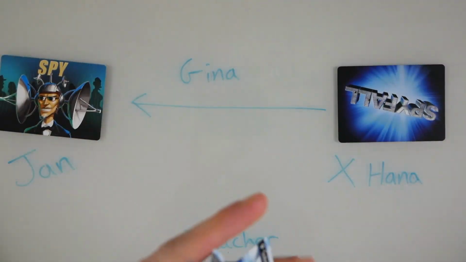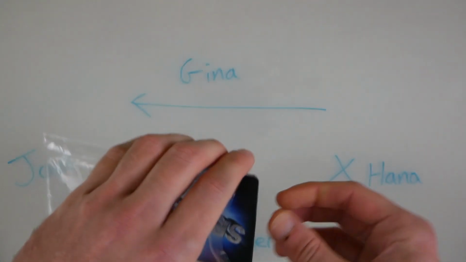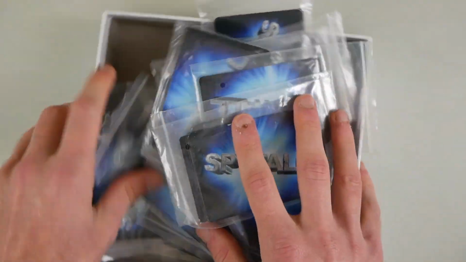Either way, once the round is over, put the cards back in the plastic wallet, making sure the spy is on top. And then if you want, you can randomly select another set of cards and play another round.